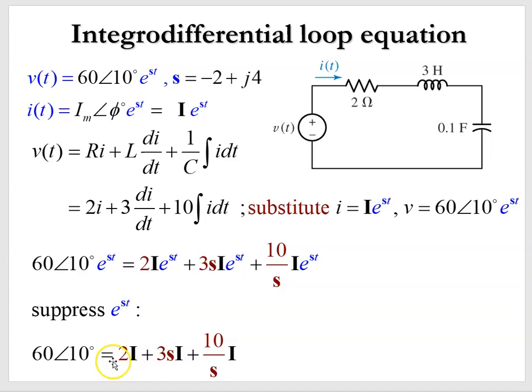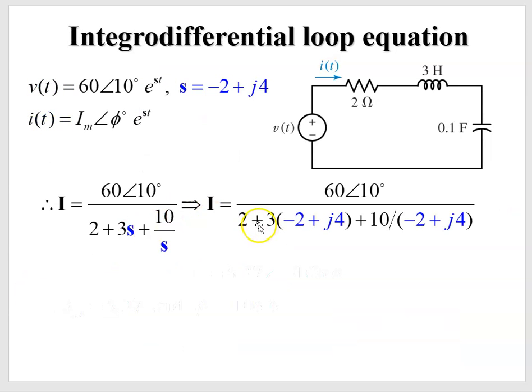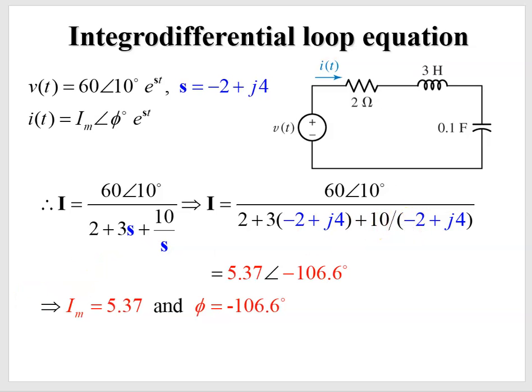So now, if we want to solve for current, we have this I, and we need to divide out our 2 plus 3s plus 10 over s, and we can solve for that I as a general equation, but we know what s is. S is negative 2 plus j4. This is just like when we knew the radian frequency, we could plug in for what omega was. We plug in our negative 2 plus j4, 10 divided by negative 2 plus j4, and we can solve for that. Hopefully you can solve for that quickly in your calculator, and we get 5.37 with an angle of negative 106.6.